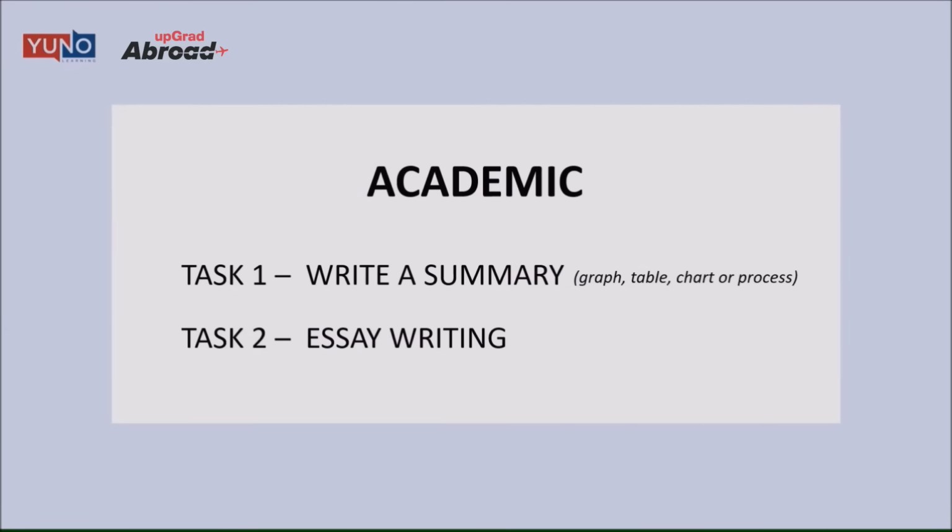For an academic candidate, Task 1 is a summary in response to a particular graph, table, chart or process. Task 2 is an essay. As you can see, writing Task 2 is similar for both the exams. The essay is written in the same way and the scoring is the same. The only difference is that academic essay questions are a bit tougher than the general topics.